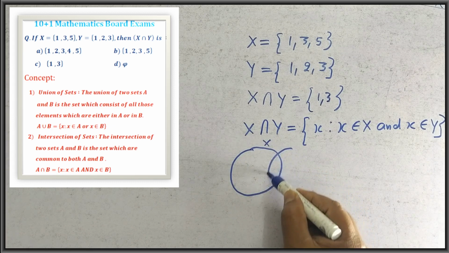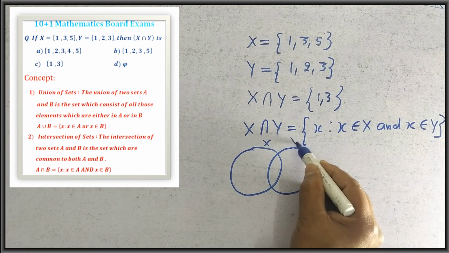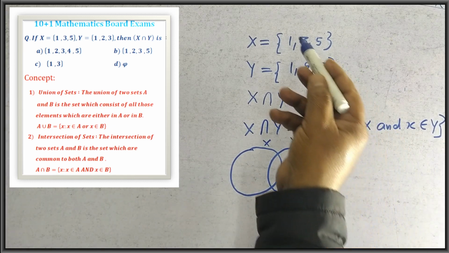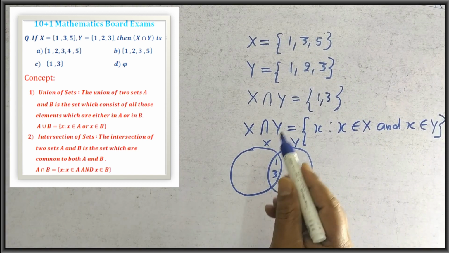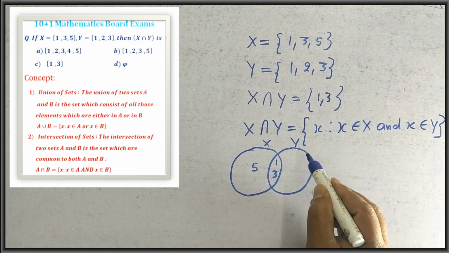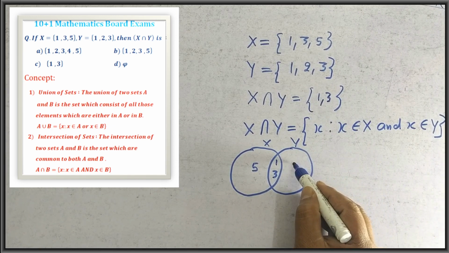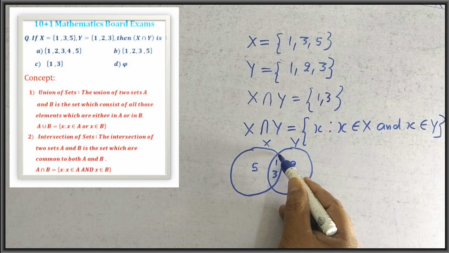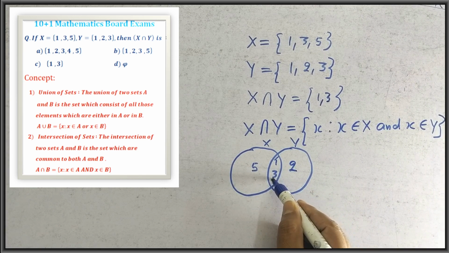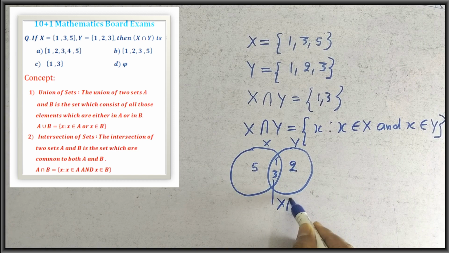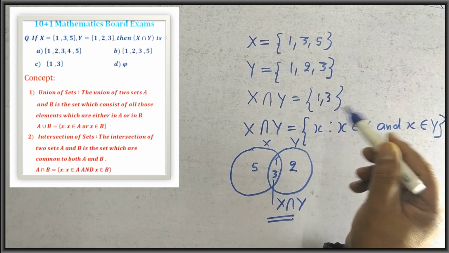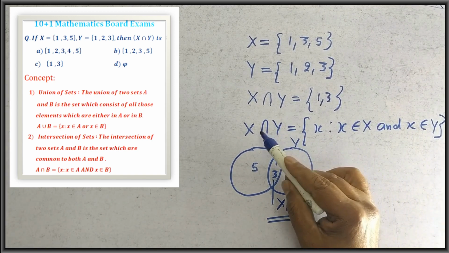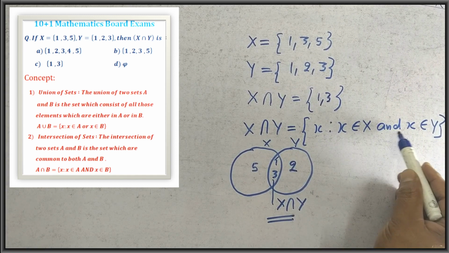If you look at it a little more logically, children, suppose this is your x in a Venn diagram, and this is y. Now the common elements between x and y are 1 and 3, so this is 5 here and 2 here, right? So this portion here is x intersection y. So he is asking here what is x intersection y. Whenever we talk about intersection, you get 'and' here.